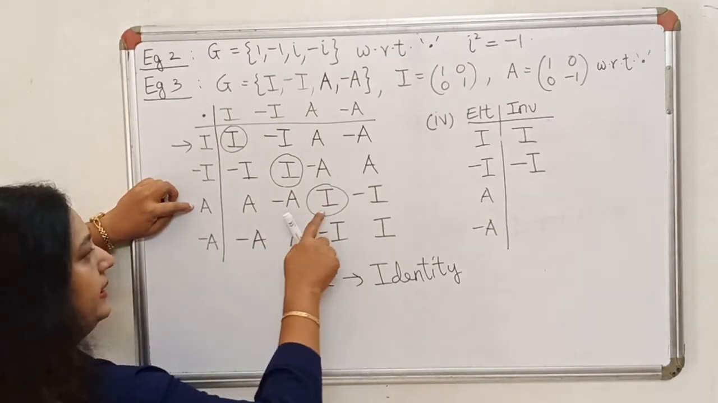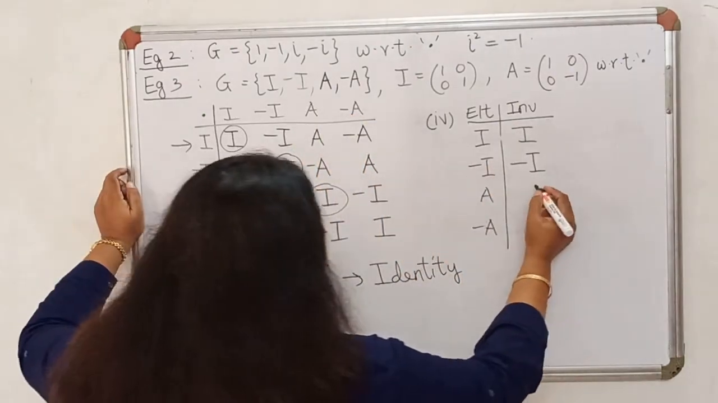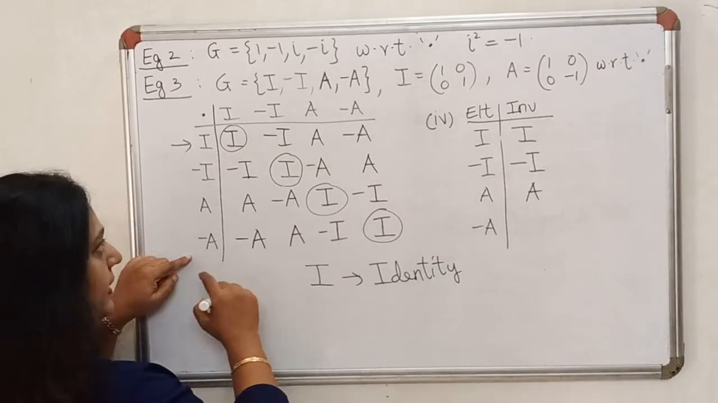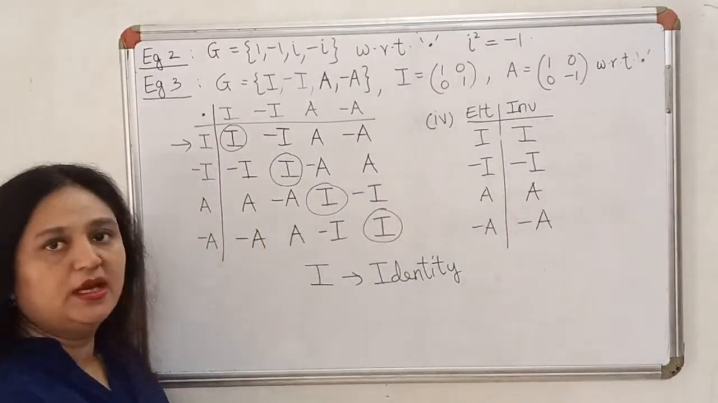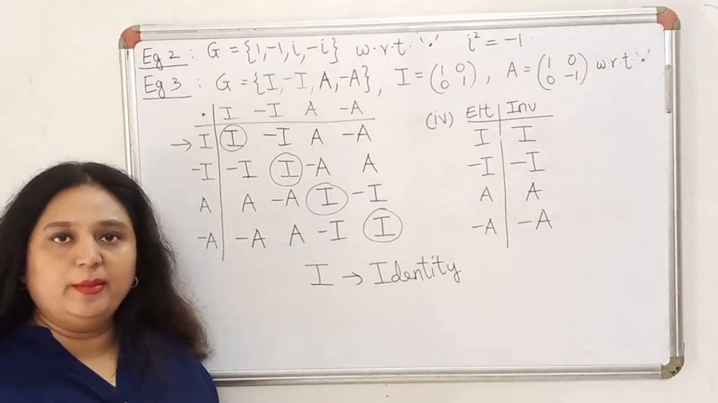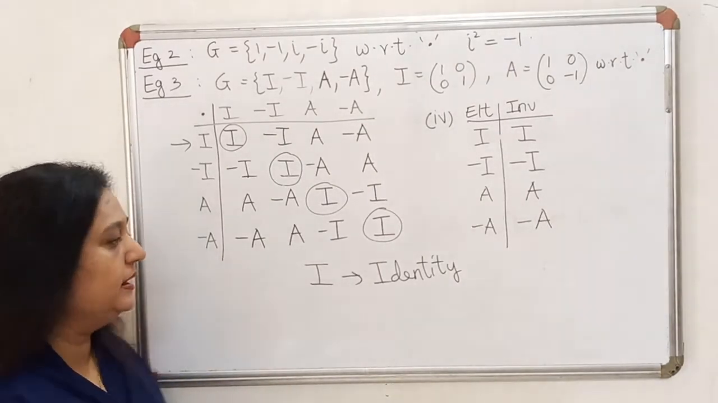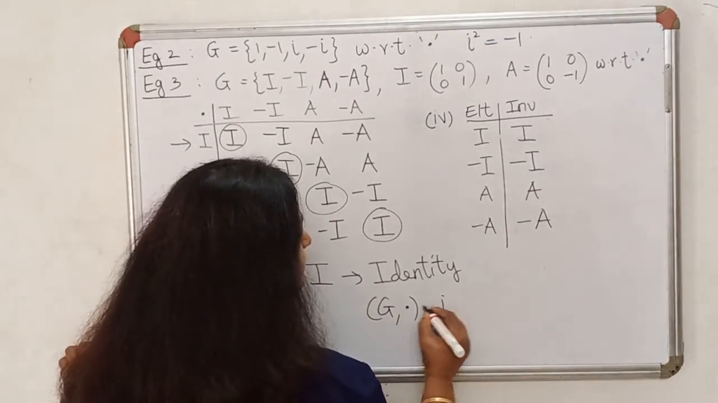For A, I get the identity here, and element above that in the heading row is A. For minus A, I get the identity here. So inverse of minus A is minus A. So you will notice that every element has an inverse with respect to the given operation, and therefore this set is a group.